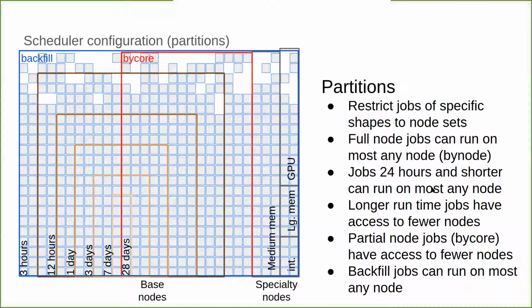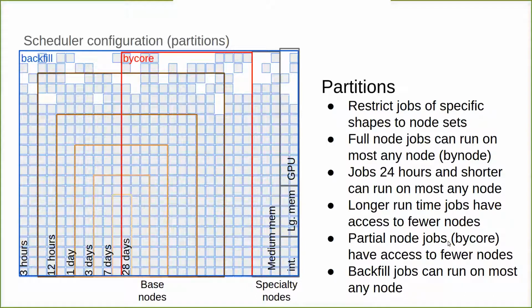Jobs that are 24 hours and shorter can run on most any node. Longer runtime jobs have access to fewer nodes. So for example, all of the nodes on the system that we're looking at here can run these one-day jobs. But if you're running 28-day jobs, you're going to be restricted to a very small set of the nodes on here, which can have a significant impact on wait time.